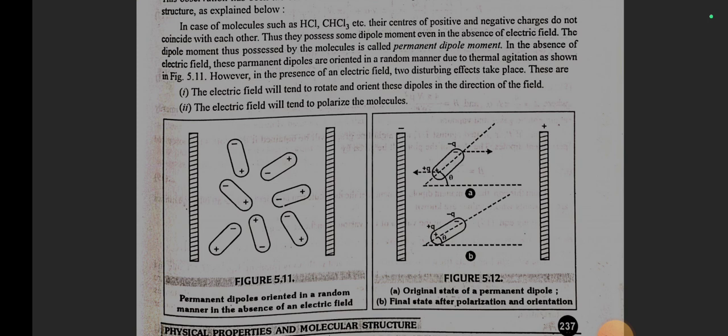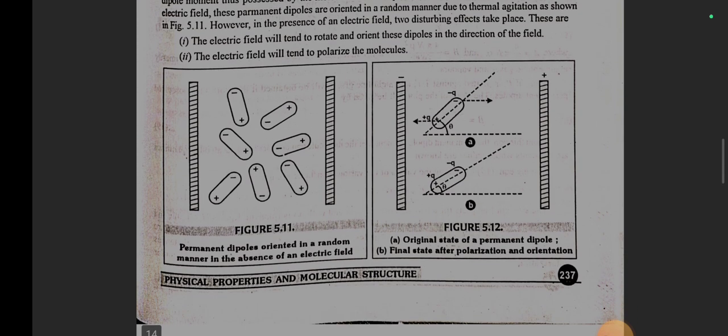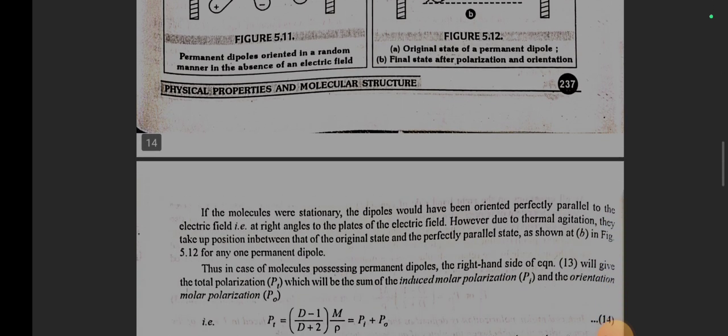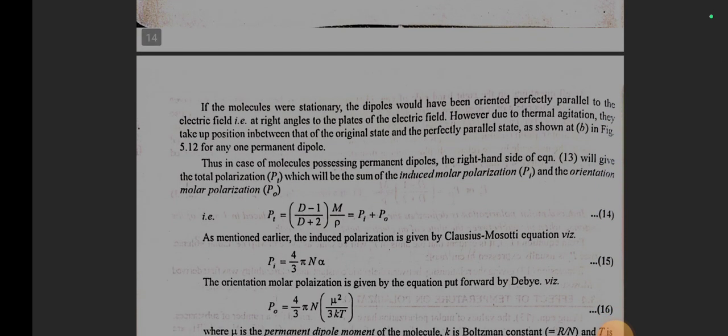These are: number 1, the electric field will tend to rotate and orient these dipoles in the direction of the field. Number 2, the electric field will tend to polarize the molecule. If the molecules were stationary, the dipole would have been oriented perfectly parallel to the electric field, that is at right angles to the plates of the electric field. However, due to thermal agitation, they take a position in between that of the original state and the perfectly parallel state, as shown at B in the figure for a permanent dipole.